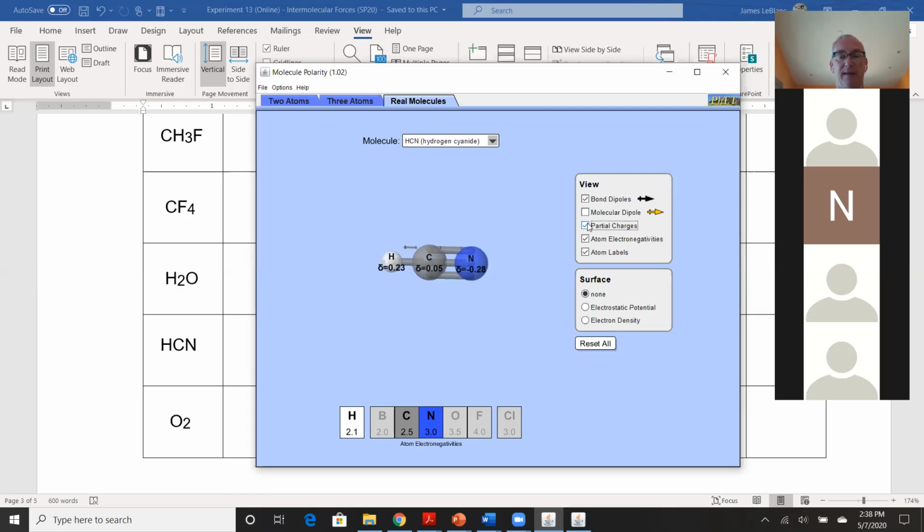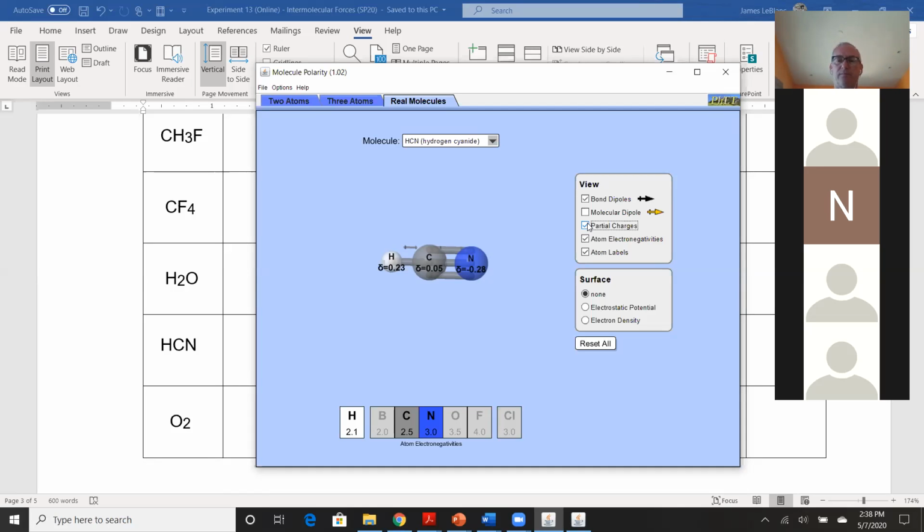So we would see the carbon is a little more negatively charged than hydrogen is, because hydrogen is positive. So you'd have a small dipole pointing toward the carbon, away from the hydrogen. And on the nitrogen, the arrow will be pointing toward the nitrogen and away from the carbon. So both bond dipoles are pointing in the same direction, toward the nitrogen.